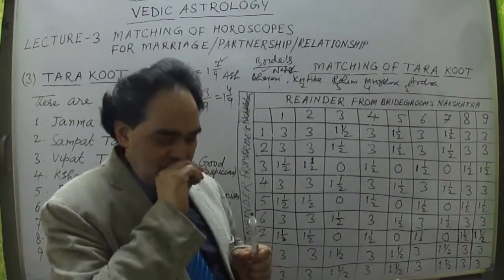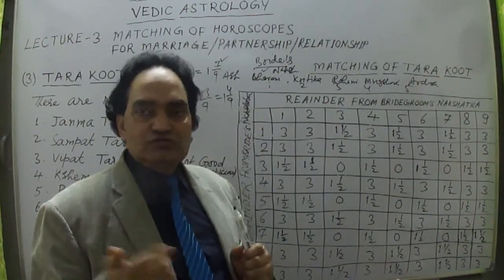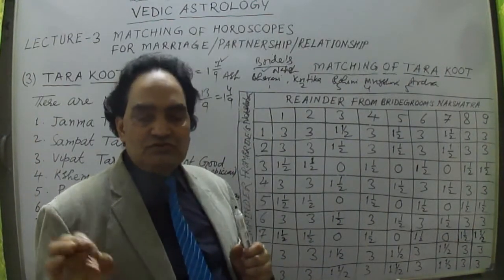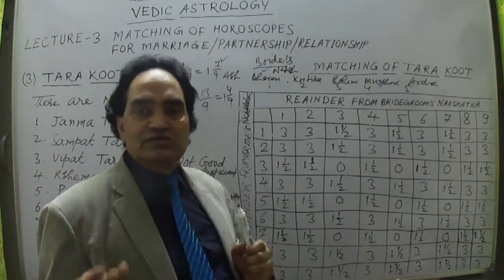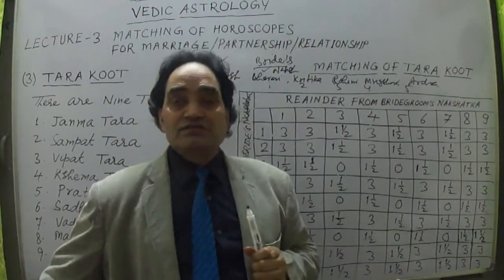The third one is Tara Koot. The fourth, Yoni Koot, I will talk about in the next lecture. Yoni Koot is a very important one, as I have told you a number of times. The fifth one is Grahamaitri Koot. Grahamaitri means the lords of the Rasis.